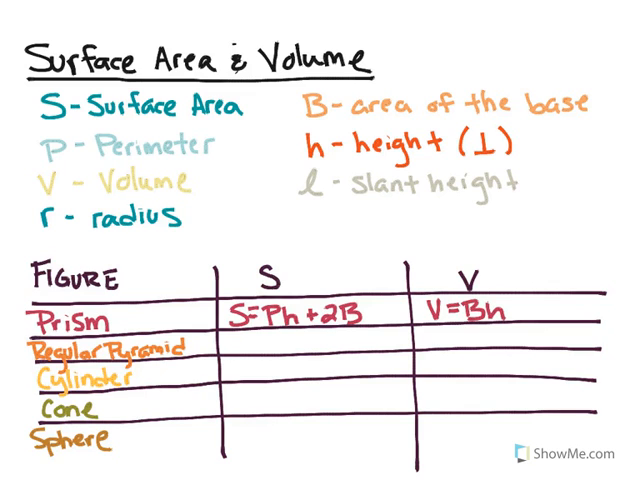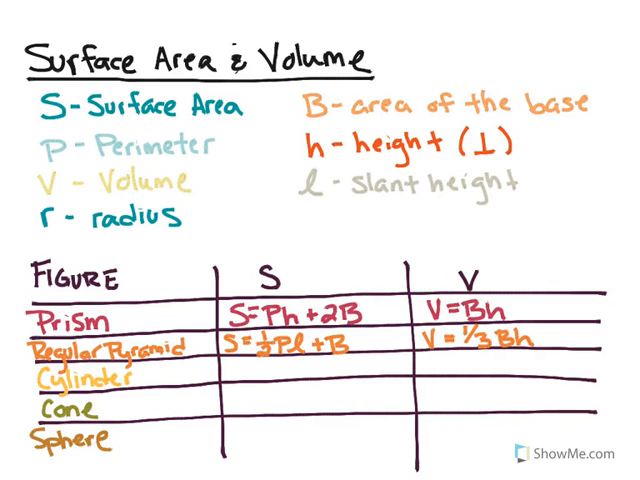The next one for regular pyramid, the surface area is equal to 1/2 times the perimeter times the slant height plus the area of the base. And the volume for all regular pyramids is 1/3 times the area of the base times the height.